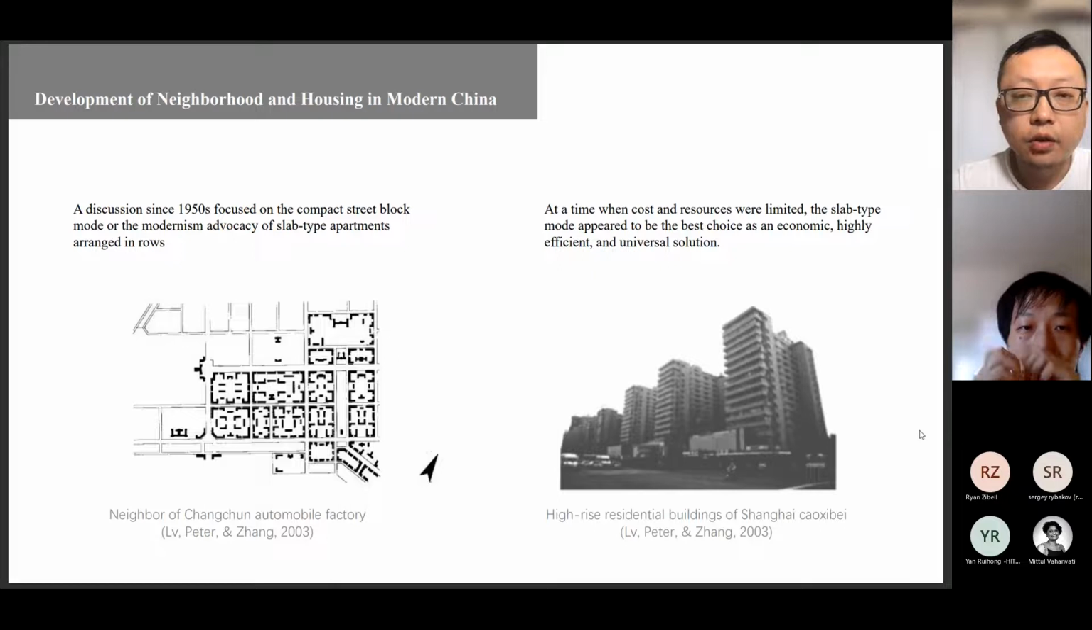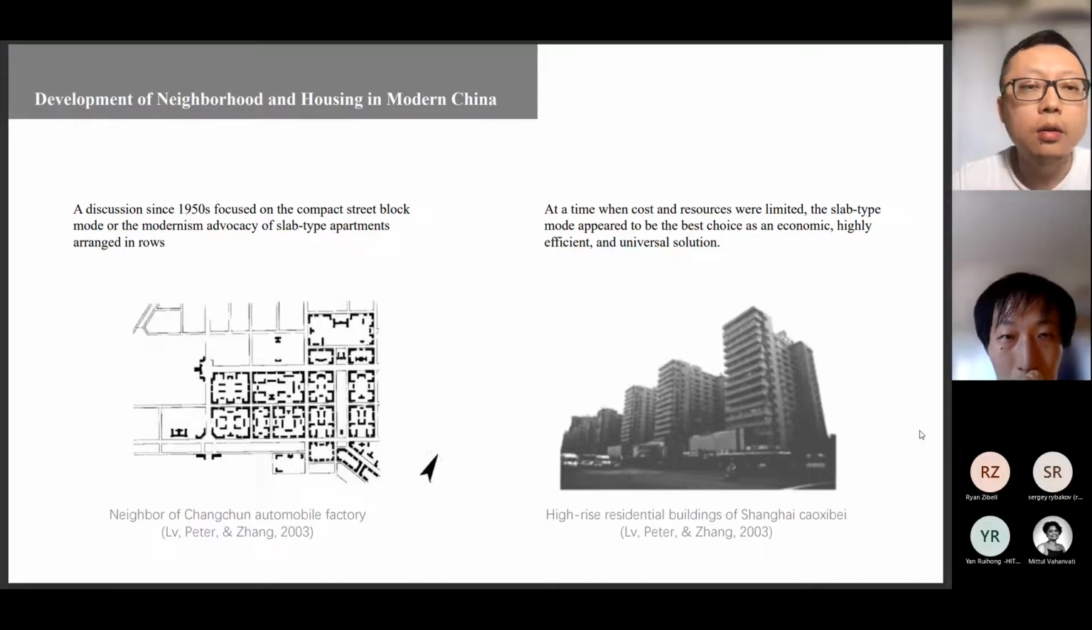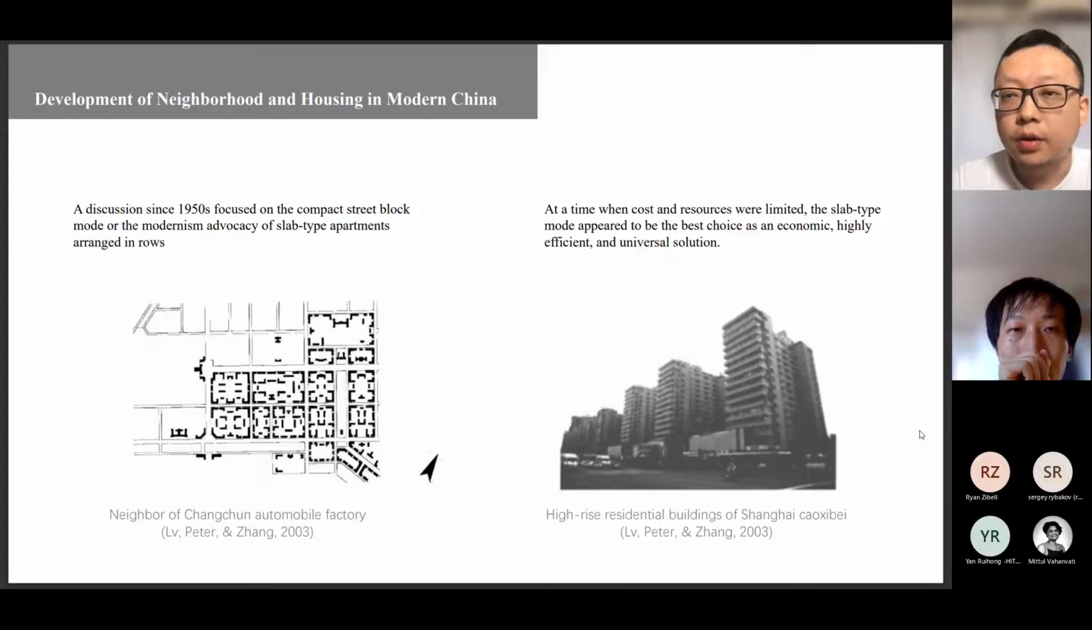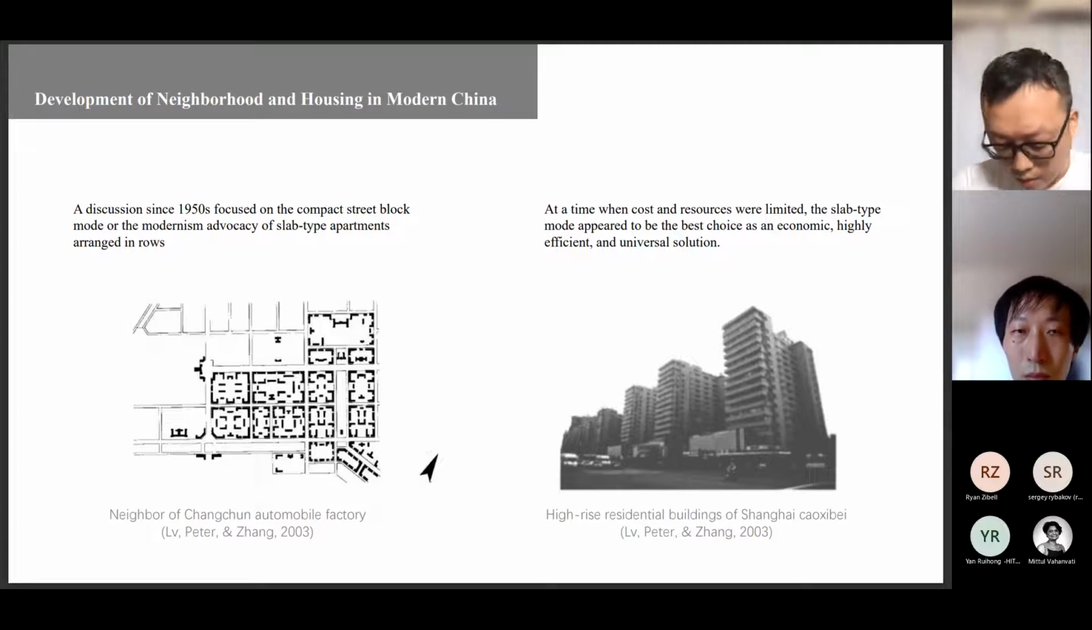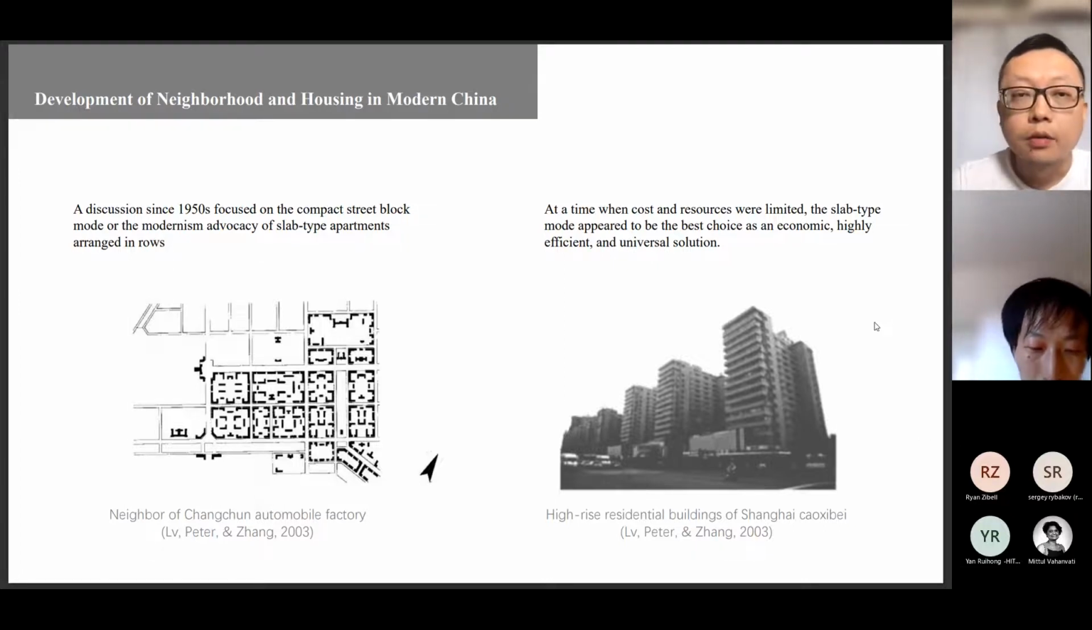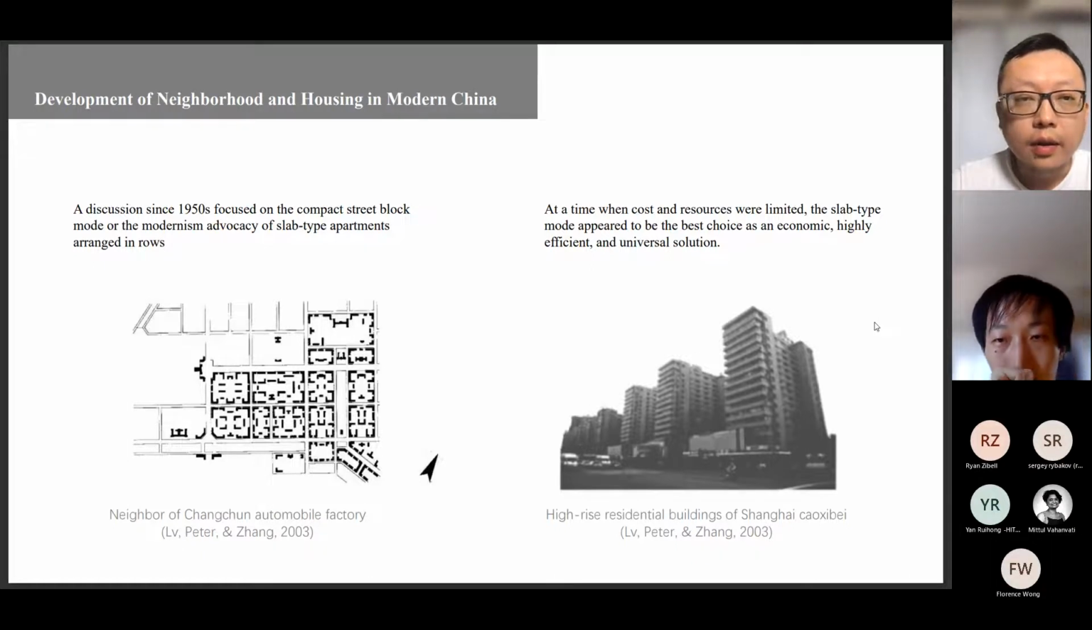Maybe I will give a brief introduction to the historical development of modern Chinese housing. There has been a discussion since the 1950s focusing on the compact street block model or the modernist slab-type apartment. At that time, because of limited cost and resources, the slab-type model appeared to be the best choice as an economic, highly efficient, and universal solution. Also during this time, a large number of Danwei units were founded based on the socialist planned economy. The Danwei is a very typical Chinese living unit combining working, living, recreation, and other activities.